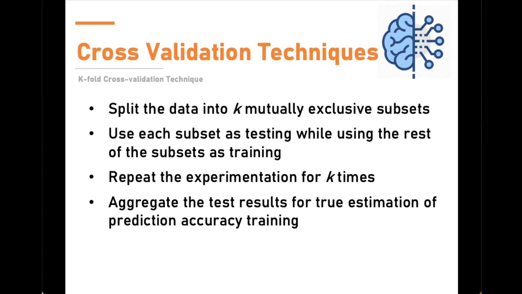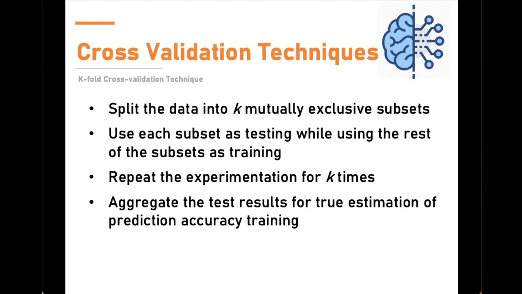So first, we divide the data set into k subsets of equal size, and as I mentioned, each subset is referred to as a fold. Then the model is trained and evaluated k times. In each iteration, one fold is used as the testing set, and the remaining k minus 1 folds are used as the training set.